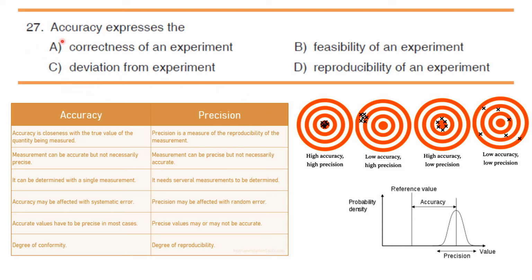to answer this question. Accuracy expresses the correctness of the experiment, because it measures how close the value obtained is to the true value. That is what we measure in accuracy. Therefore it expresses the correctness of an experiment, whereas reproducibility of an experiment is expressed by precision. Precision actually gives the reproducibility of an experiment, therefore this is the correct option. So let's have the next question.